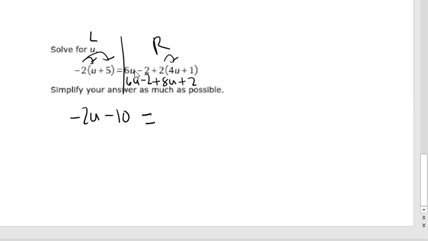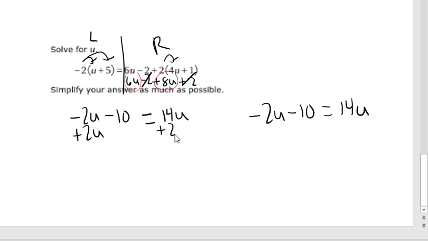So you can see that we have a 6u and an 8u. That's going to be 14u. And then the negative 2 and the positive 2, they just cancel each other out. So on the right side, all you're left with is 14u. Now from here, there's a couple of different choices that you could make, okay? You could add 2u to both sides. So that would be a negative 10 equals 16u.